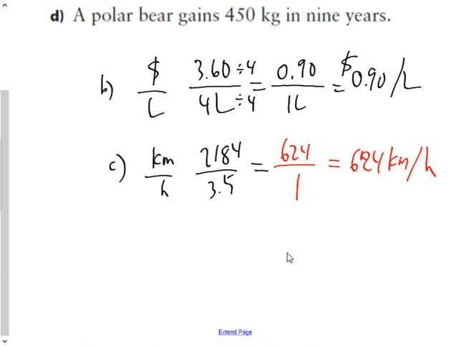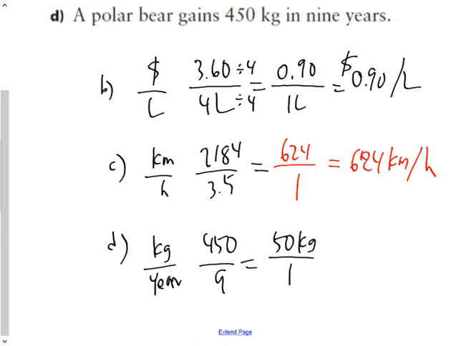And my final question, D, a polar bear gains 450 kilograms in 9 years. Do I want kilograms per year, or do I want years to 1 kilogram? And of course, kilograms per year sounds the more appropriate, or mass to time. So if I put 450 kilograms over 9 years, divide both terms by 9, I end up with 50 kilograms in 1 year, or 50 kilograms per year as the unit rate.